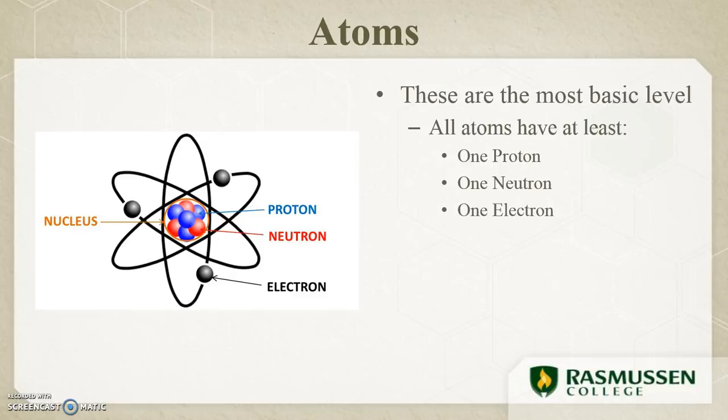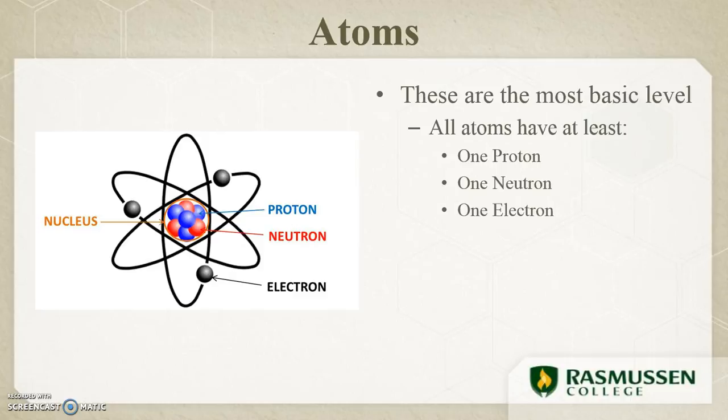Atoms consist of at least one proton, one neutron, and one electron. A proton is a positively charged particle. So that means if you looked at it, it would have almost like a plus sign to it. It's a positive. Where a neutron does not have an electrical charge at all. It is literally just a blank particle.